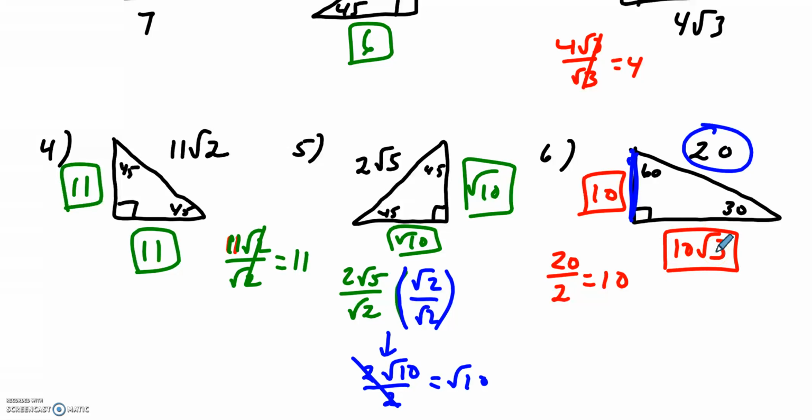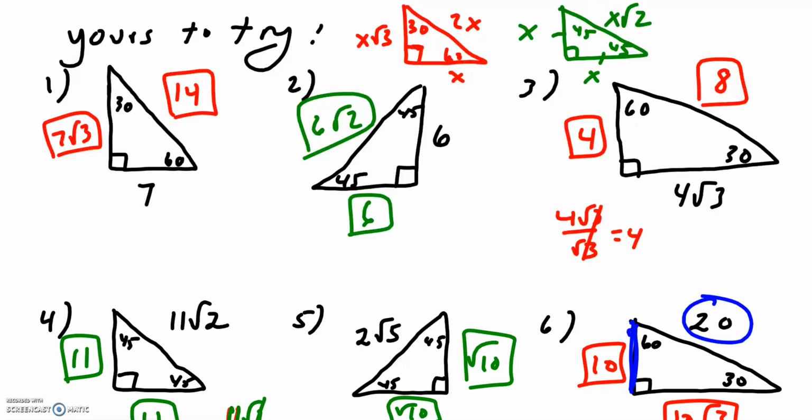Because for the 30, 60, 90 especially, it all depends on what you're given. But your goal on every single 30, 60, 90 triangle is to find your shortest side first. Because once you know that, you can find everything else.